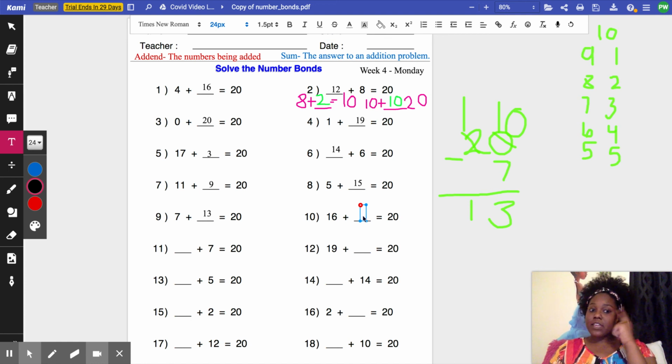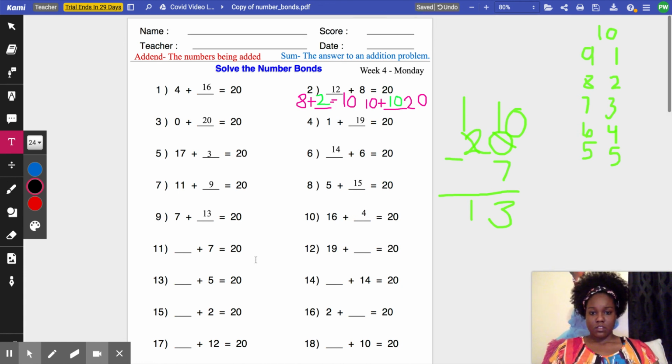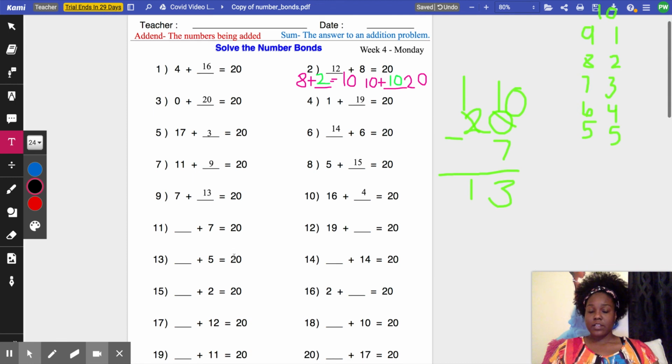So I'm thinking to myself, 16 plus what is 20? Or I could say 6 plus what is 10? To get 10, I can look over here. 6 plus 4 is 10. 16 plus 4 is 20. 16, 17, 18, 19, 20.